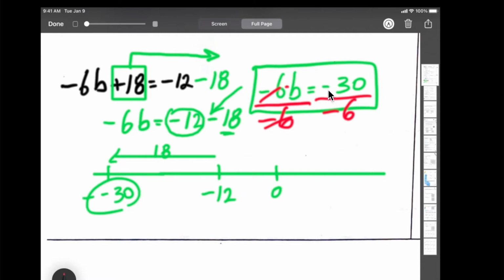We now have a -30 being divided by -6. That means our answer is going to be positive. If we break down 30 into 6 times 5, the 6's cancel out, and our final answer is +5.